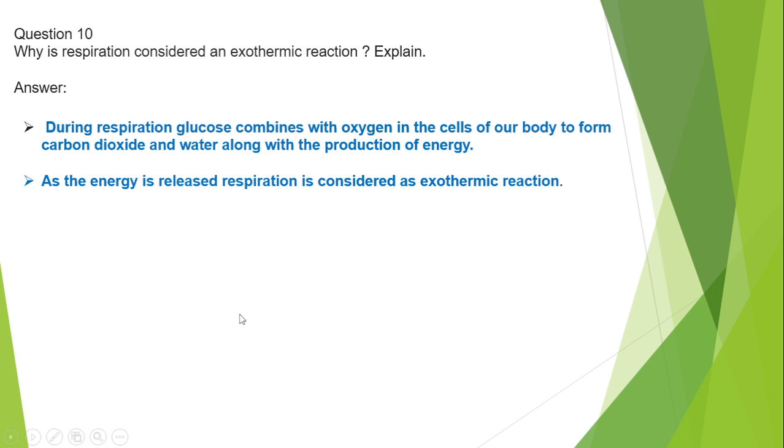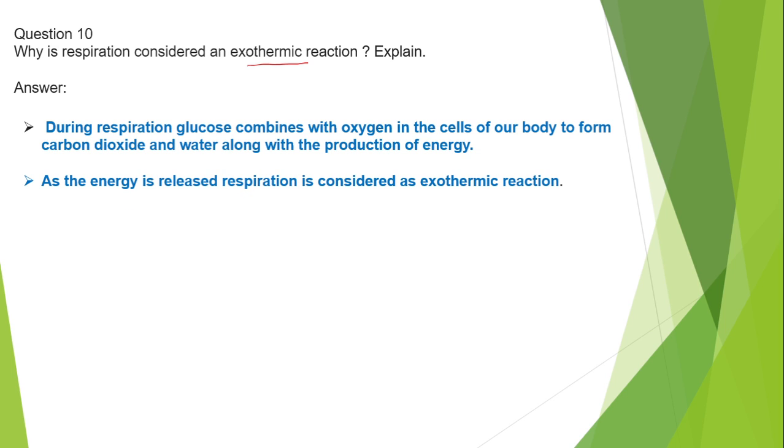Let us discuss question number 10. Why is respiration considered as an exothermic reaction? Explain. Just now we discussed exothermic reaction. What is the meaning of exothermic reaction? Exothermic reaction means the reaction in which heat or energy is released. Now during respiration what happens? The glucose combines with oxygen in the cells of our body to form carbon dioxide, water and energy. How is the energy released? It is released in the form of ATP. As the energy is released, respiration is considered as an exothermic reaction.